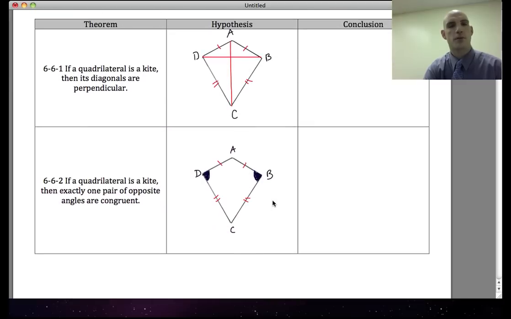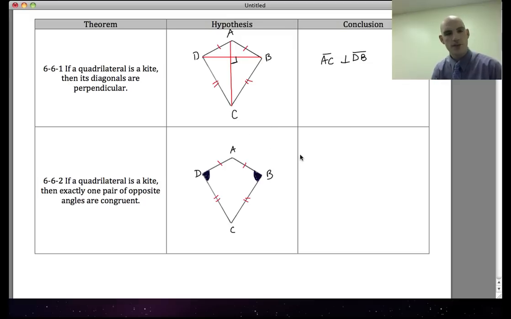Okay, we've got a couple of properties of kites that we're going to go through. In theorem 6.6.1, if a quadrilateral is a kite, then its diagonals are perpendicular. And so when we see a diagram like this, and we know that this is a kite because it has two pairs of consecutive congruent sides, we can say that AC is perpendicular to DB. That's a conclusion that we can make. And so I can go ahead and mark this 90-degree angle here. Okay, that's going to be a property that we'll use.